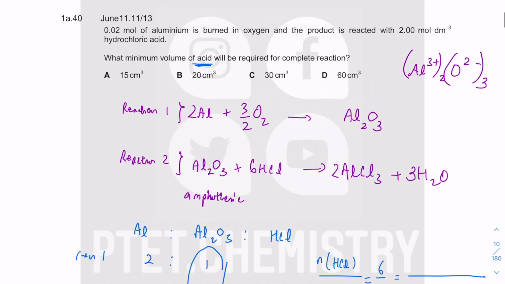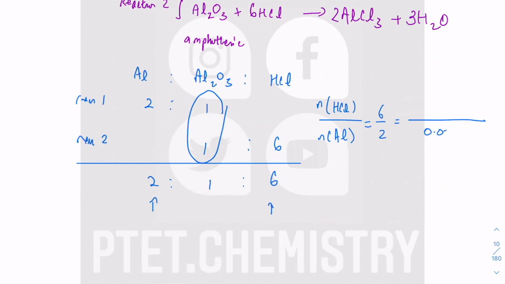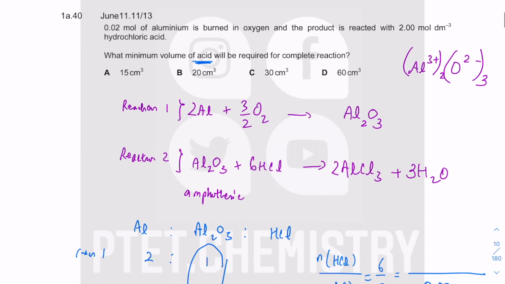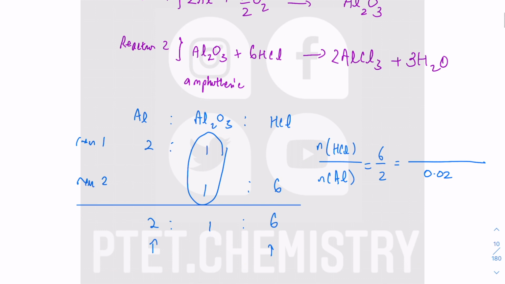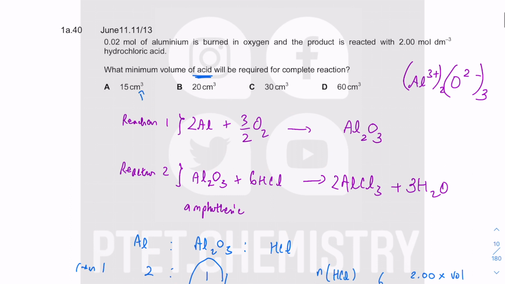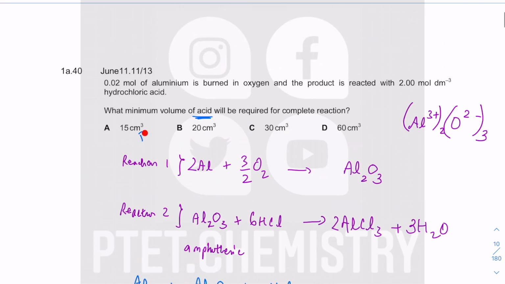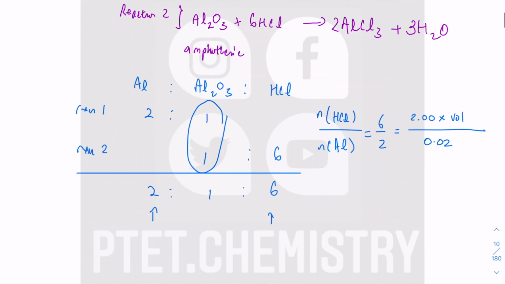Alright, and then on the right hand side is the actual amount that reacts. So actual amount of aluminium that reacts is 0.02 mole. So put the 0.02 mole there. And then the actual mole of acid will be the volume of acid times the concentration, which is 2 mole per dm cube. So 2 mole per dm cube multiplied by the volume. The volume is all in cm cube, so we will have volume in cm cube times 10 to the minus 3, or volume divided by 1000.